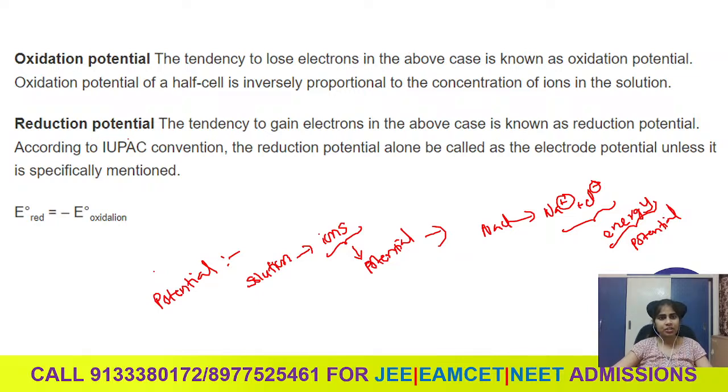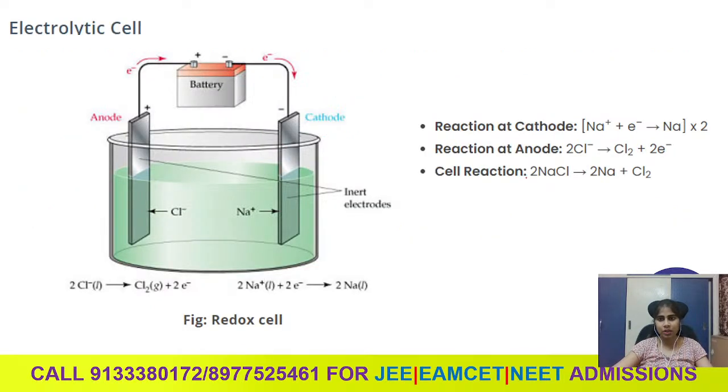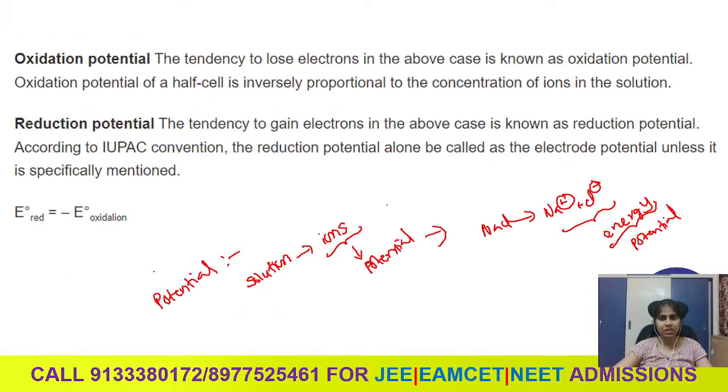Next, reduction potential. So what is meant by reduction potential? The tendency to gain the electrons. What happens to the chlorine here? It is gaining electrons, it is converting into chlorine gas. So what happens here? Reduction happens. Since reduction happens, the potential developed here is known as reduction potential.